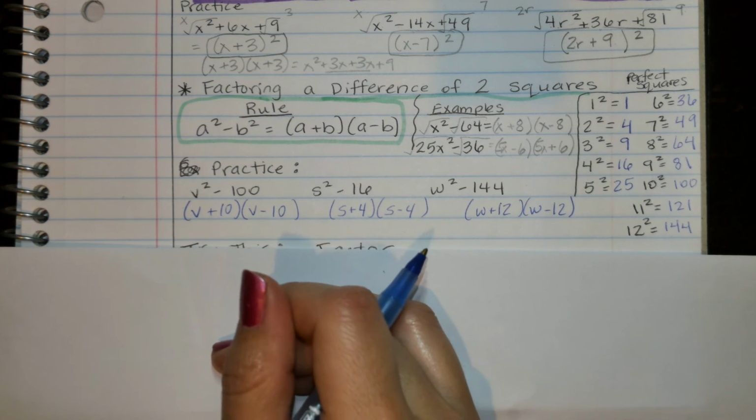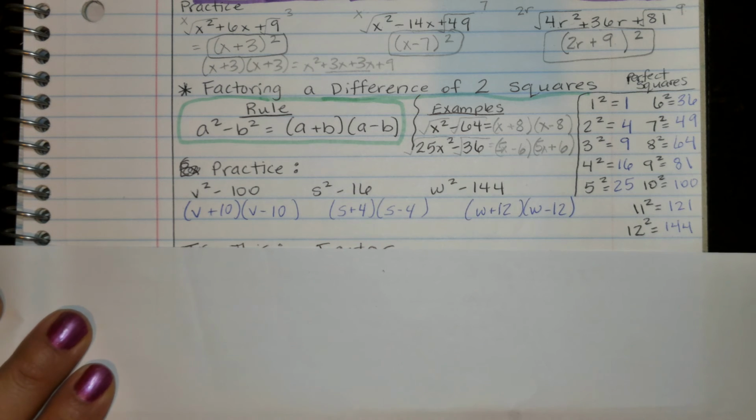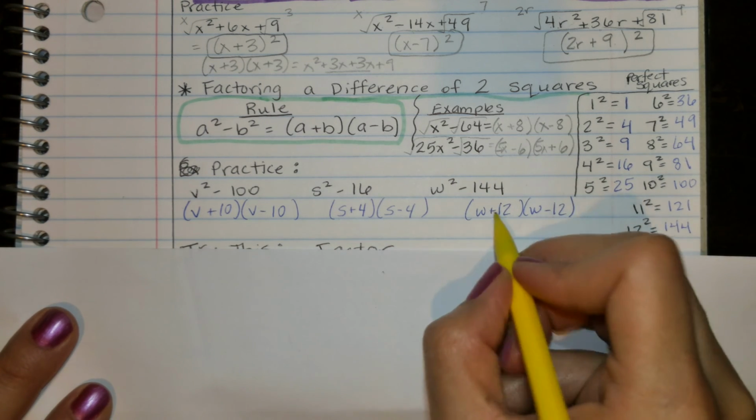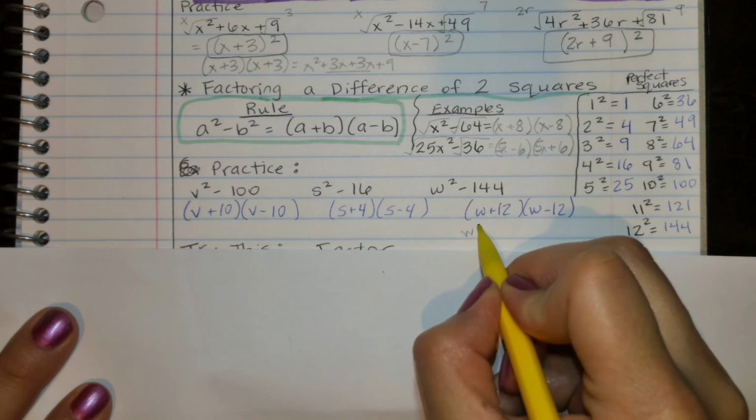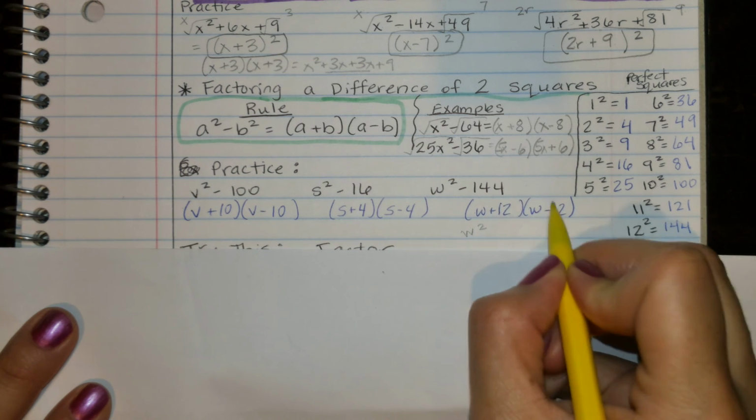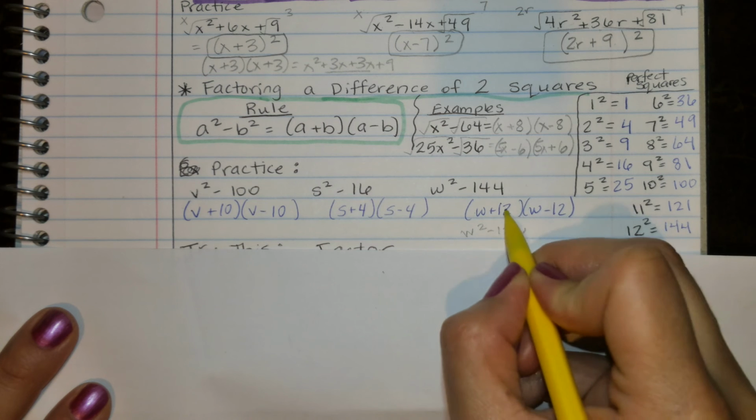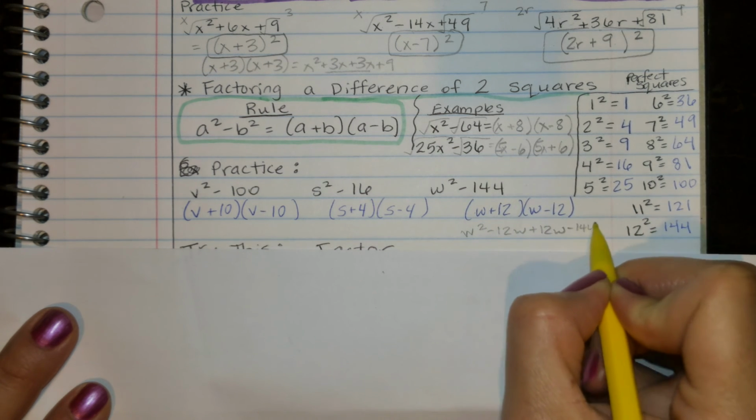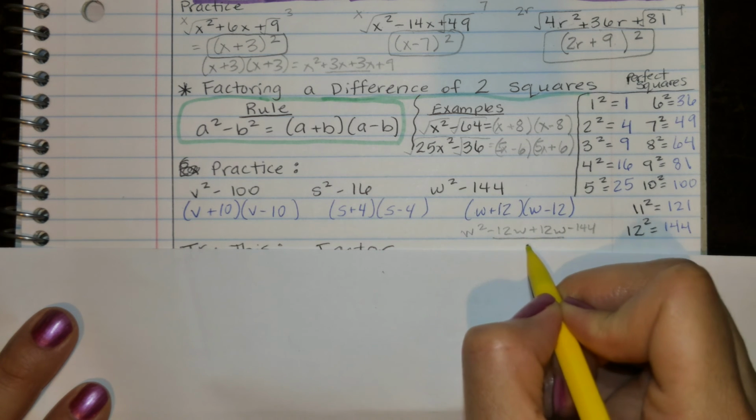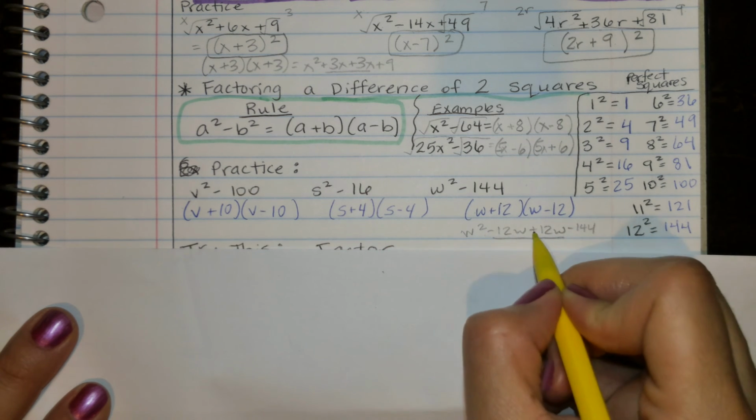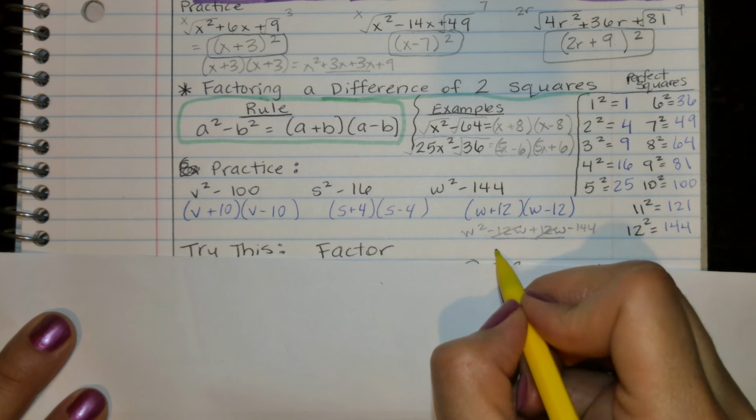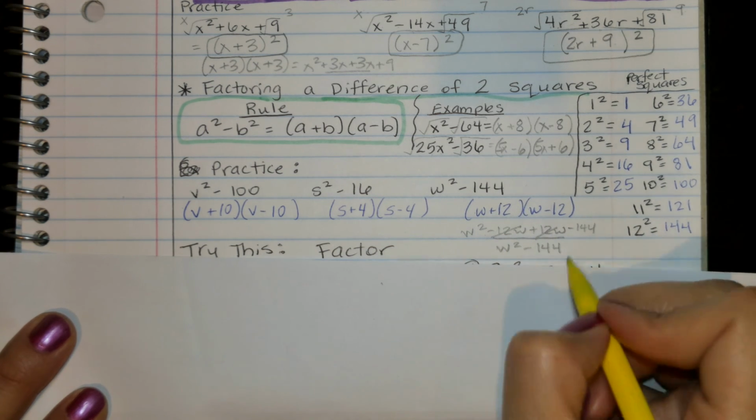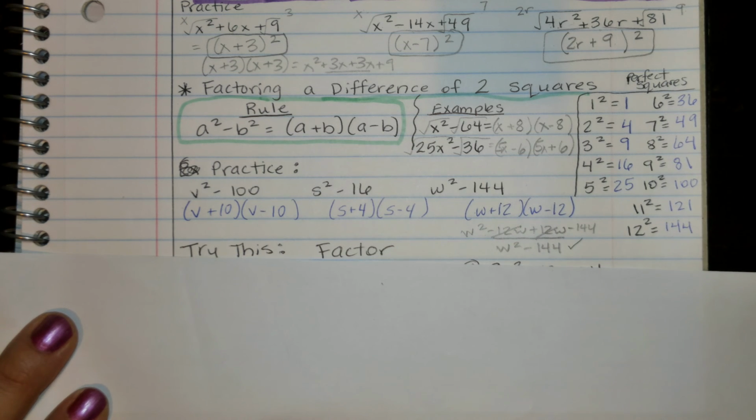And you can always check your answer by multiplying. Let me just show one of them. I'll show the last one. If you multiply it out, let's do FOIL. First is w squared. Outside is minus 12w. Inside is plus 12w. And last is minus 144. The two middle terms are the same, but one is minus, one is plus. They cancel out. And so you are just left with w squared minus 144. So that's how you can check your answer.